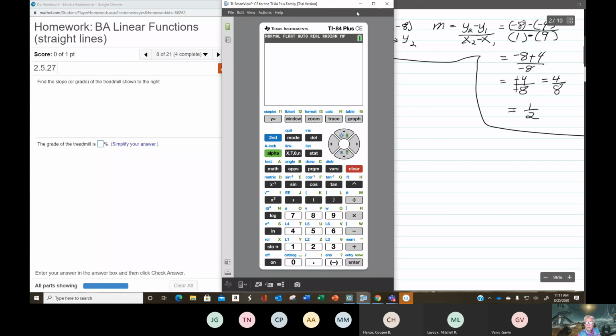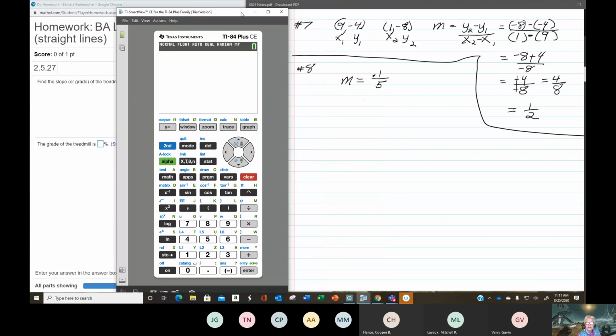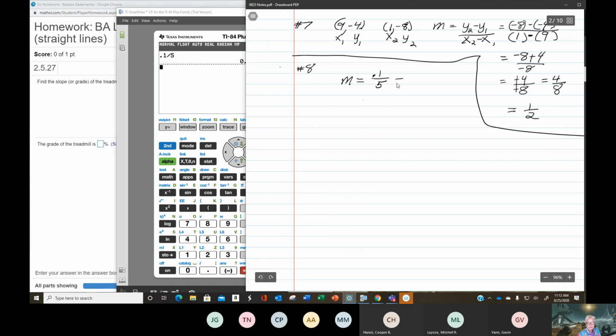What I need to do, because I wasn't about to waste time doing that by hand, I could, okay, is I'm going to say 1 point up. I'm going to say 0.1 divided by 5. This is a TI-84 Plus CE, as you can see. But the TI-83 does the same thing. So this is 0.02.